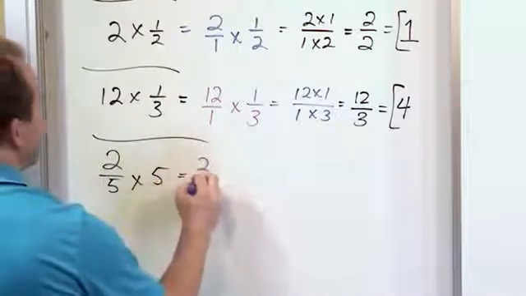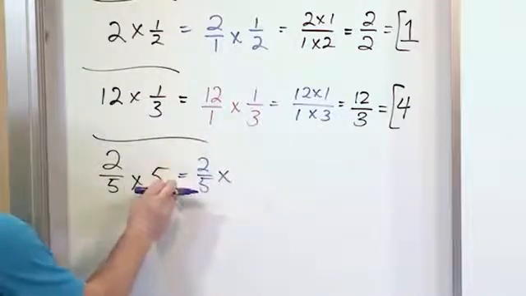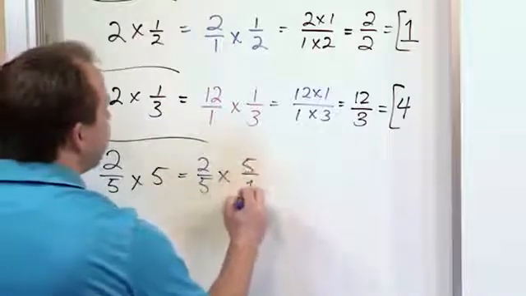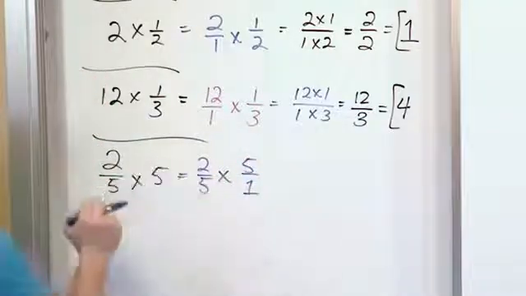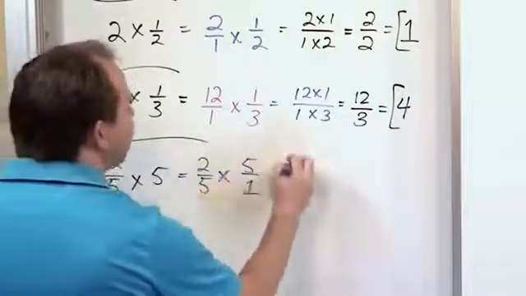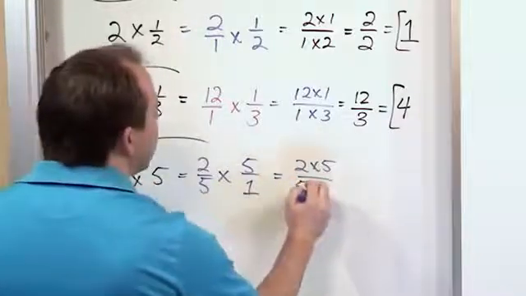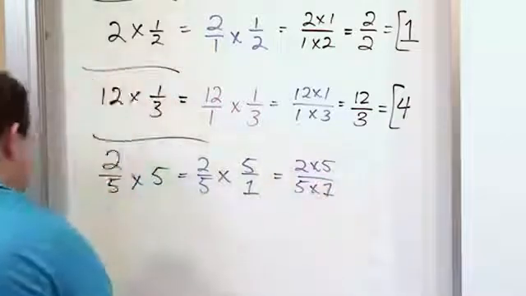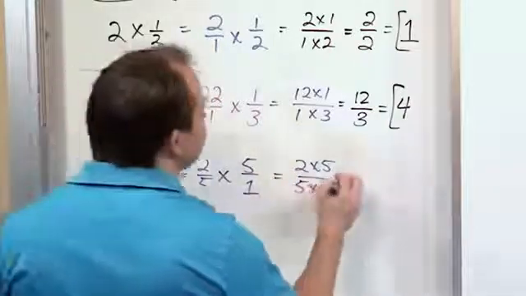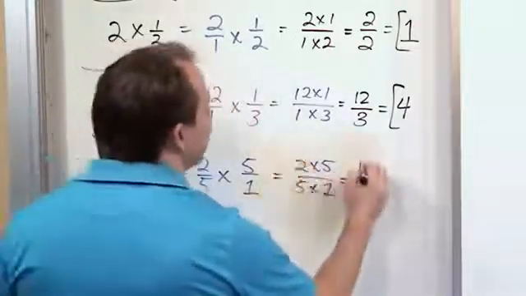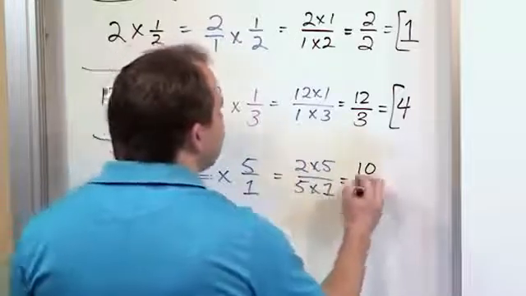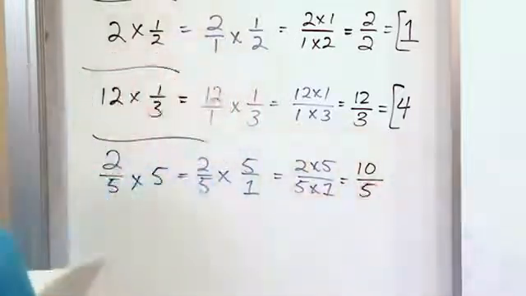You write it as 2/5 times, and then the 5 becomes a 5 over 1. You always write whole numbers as fractions. And then what you have is 2 times 5 on the top, and here you have 5 times 1 on the bottom. You do not have to worry about getting any kind of common denominator to multiply fractions. What you'll get on the top, 2 times 5 is 10. On the bottom, you will get 5 times 1 is 5.